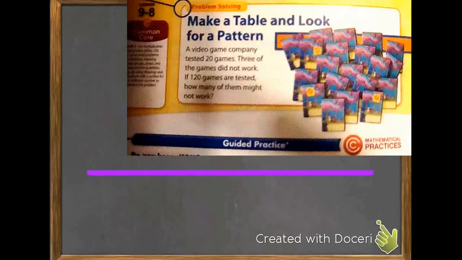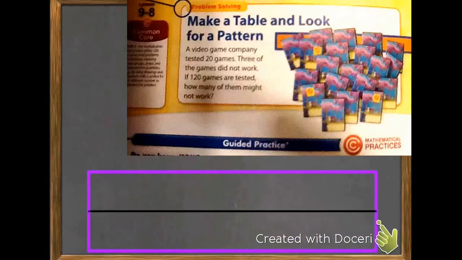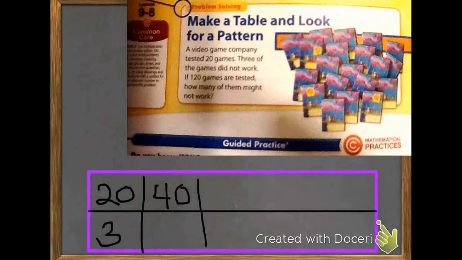So I'm just going to draw myself a table, and make a line down the middle, and on the first part I'm just going to write how many games were tested. It was 20, and 3 didn't work. So let's keep this pattern going. Let's say we doubled that, and instead of 20 it was 40 games. Well, if 3 did not work for 20, then what's 3 and 3? Since it's 20 and 20, the answer would be 6.